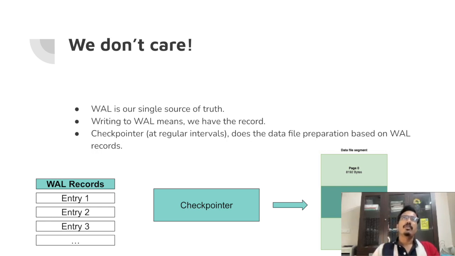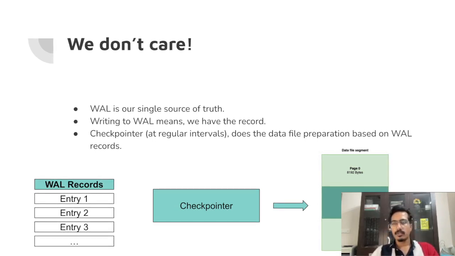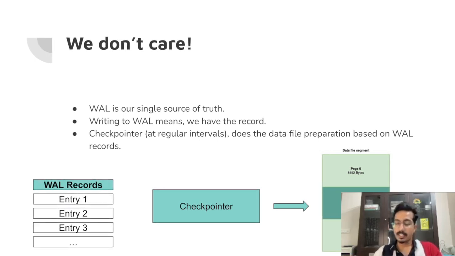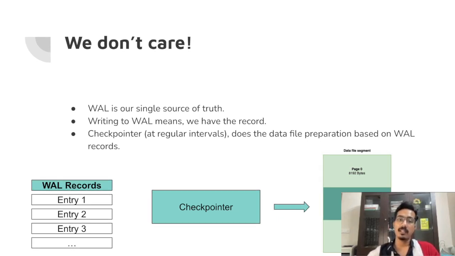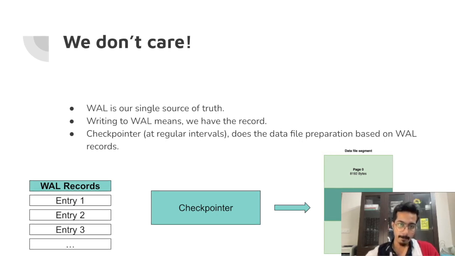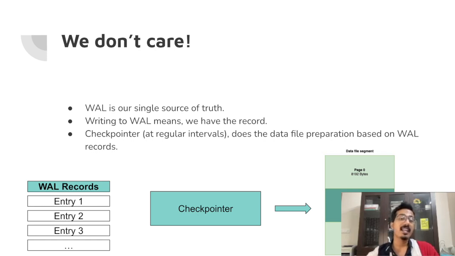So the question was, we didn't write it to the data file. Is that a problem? No, we don't care. We don't care whether the data was immediately written into the data file, because like we said, the WAL, the write ahead log, is going to be our single source of truth, because that's anyway persisted in the disk. That means we have the record.